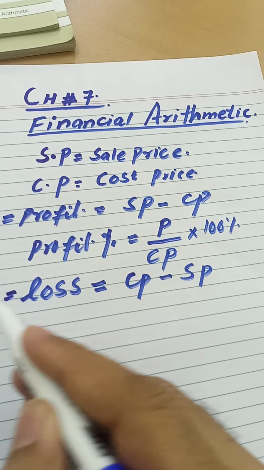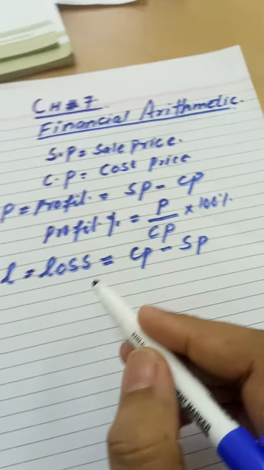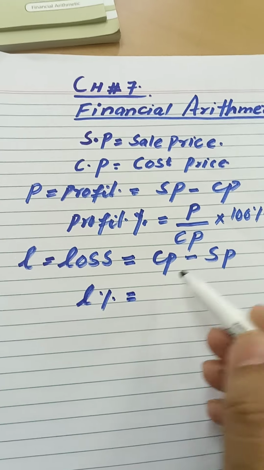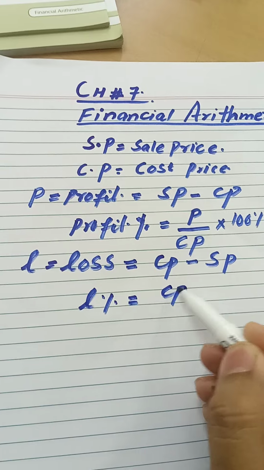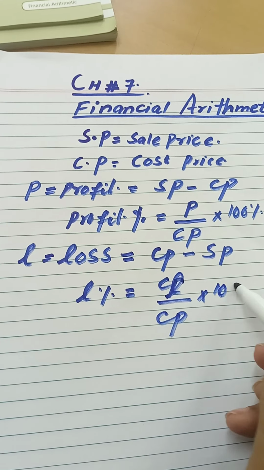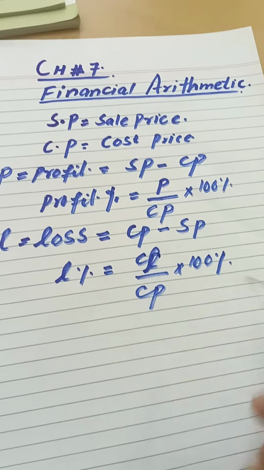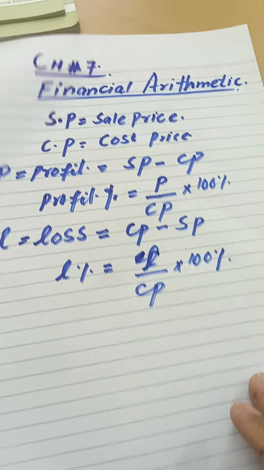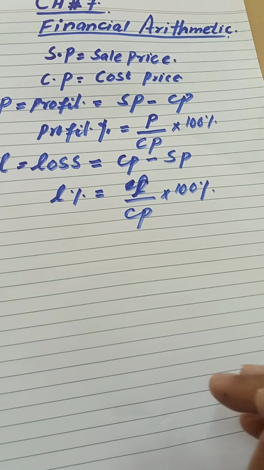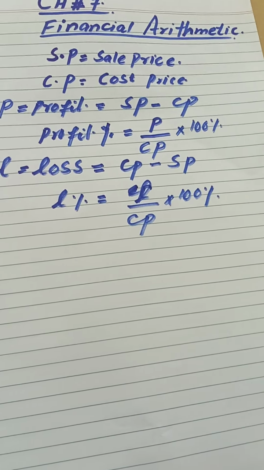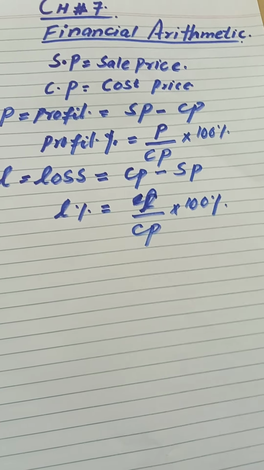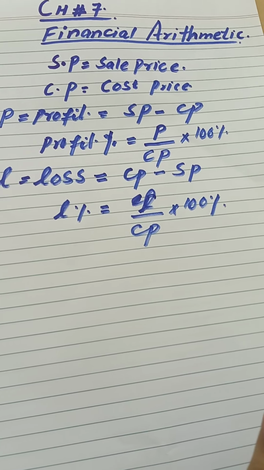Then loss can be written as L. Loss percentage is loss over cost price multiplied by 100%. That is the loss percentage formula. Now the main and important formula which I am going to tell you, I made a shortcut of this formula. If you learn this formula, you will feel very comfortable in solving the exercise.